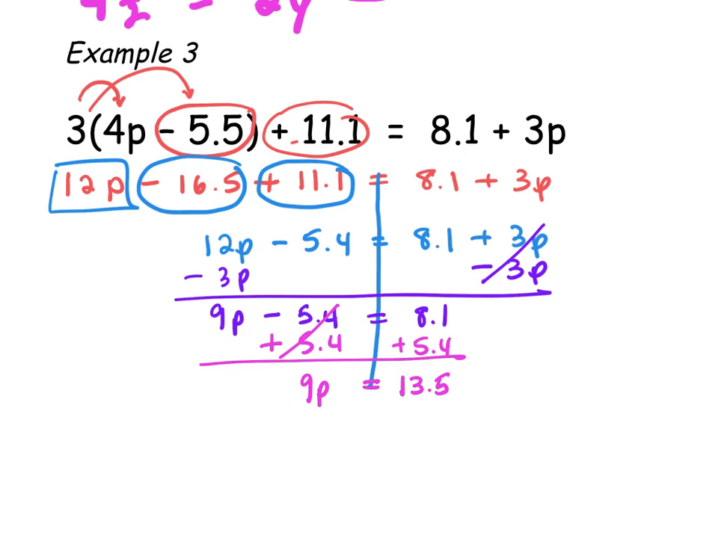We're to our final solving step. And the last solving step says to eliminate the coefficient, which is the number that works with the variable. So 9p means 9 times p. The opposite of multiplying is dividing. So we're going to divide by 9 on both sides. So please use your calculator to take 13 and 5/10 divided by 9. And that answer is 1 and 5/10.